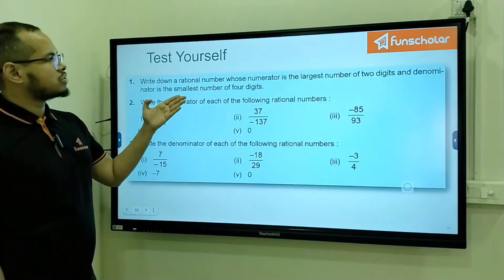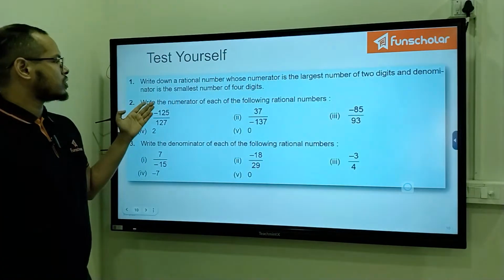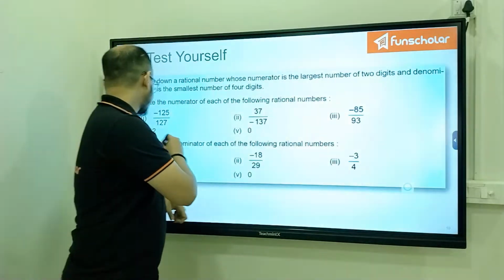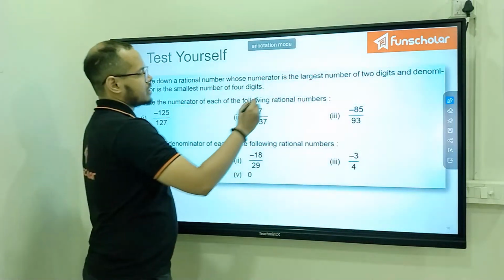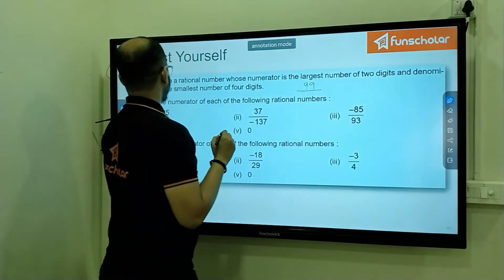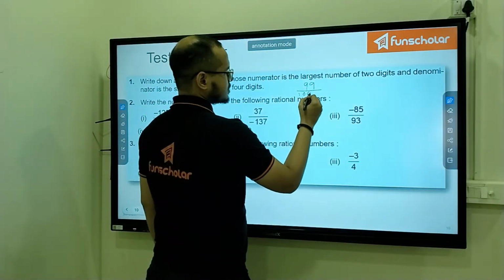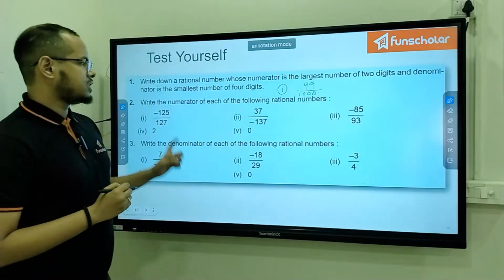Write down the rational number whose numerator is the largest number of 2 digits and denominator is the smallest number of 4 digits. So what is the largest number of 2 digits? It's 99. And the denominator is the smallest number of 4 digits, so 1000. So this is our answer for the first one. As simple as that, just a step.